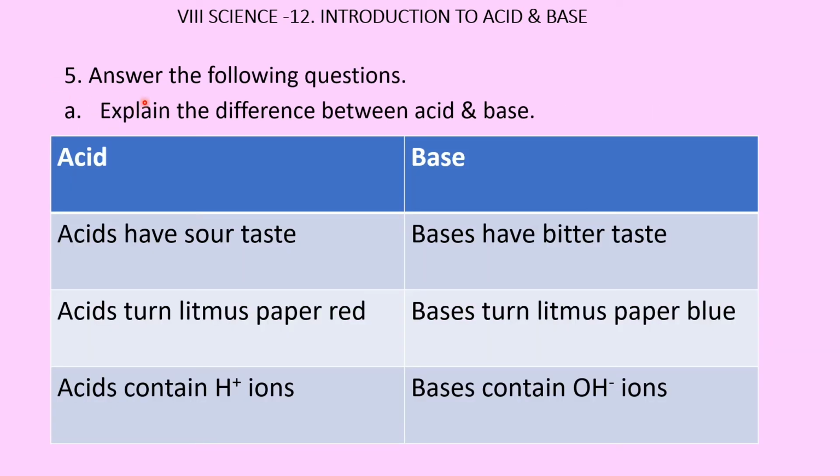Question 5. Answer the following questions. Explain the difference between acid and base. Acids have sour taste. Bases have bitter taste. Acids turn litmus paper red. Bases turn litmus paper blue. Acids contain hydrogen ion, which is H plus ion. Bases contain OH minus ions, which means hydroxide ions.